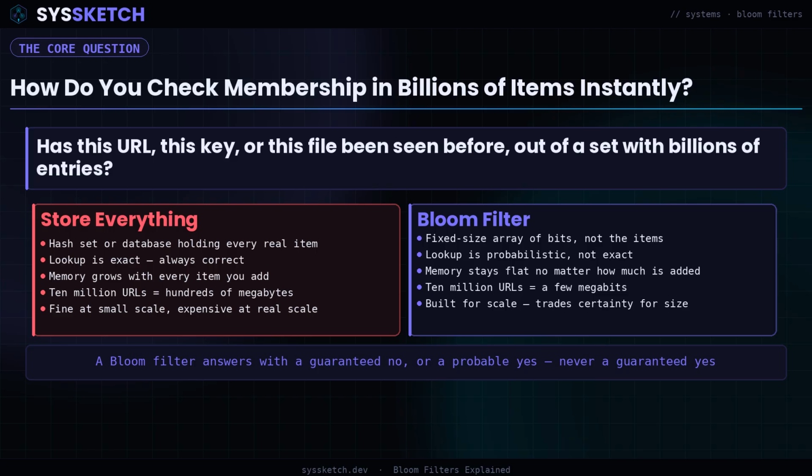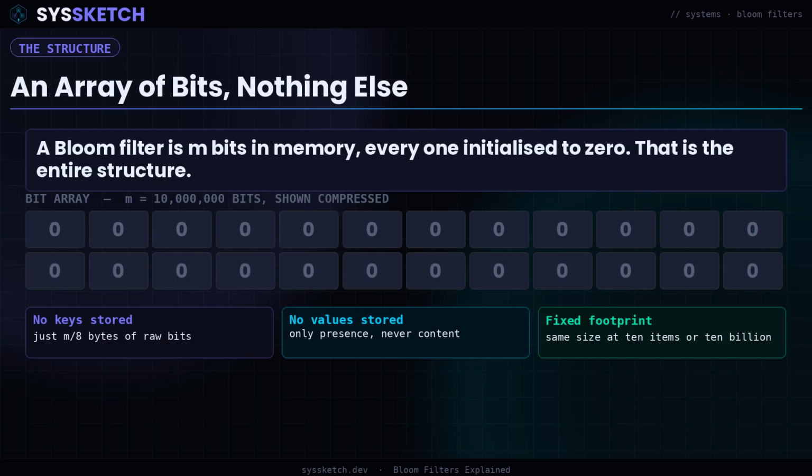from browsers to databases. Underneath, a Bloom filter is nothing more than an array of M bits, all initialized to 0, sitting in memory. There is no list of addresses, no hash table of keys and values, and no pointers back to the original data. That is the entire structure. Because a bit can only be 0 or 1, the array can represent an enormous number of possible elements while costing almost nothing to store.